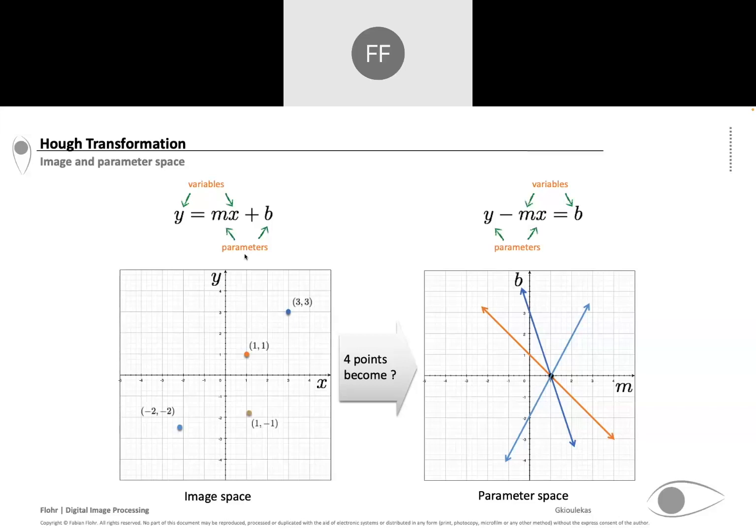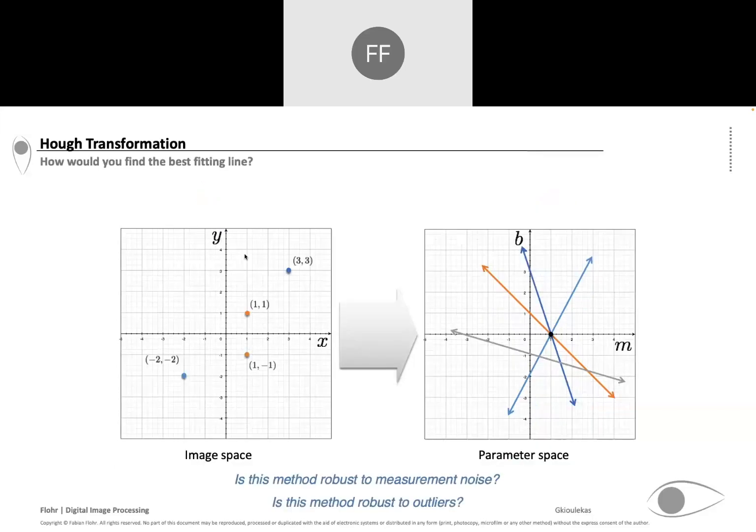If you add this point, what will happen then? Will it go also through that point here? No, exactly right. From this point, we can also span a line through all the other points, right? But it will not lie on exactly the same one, right?